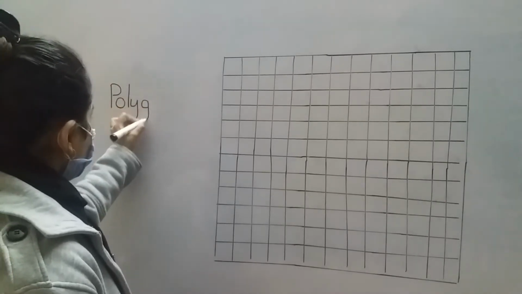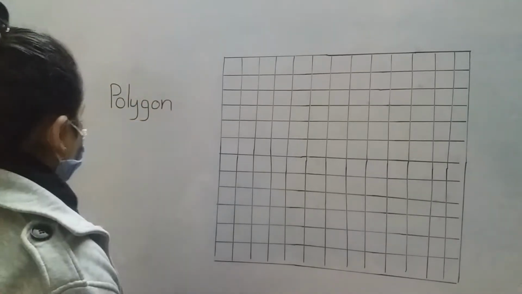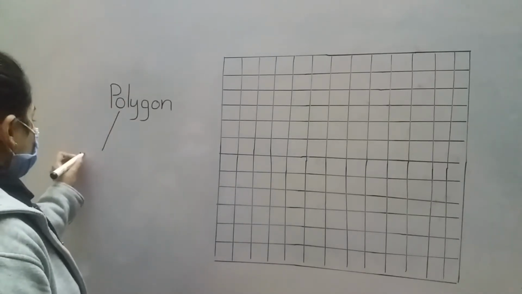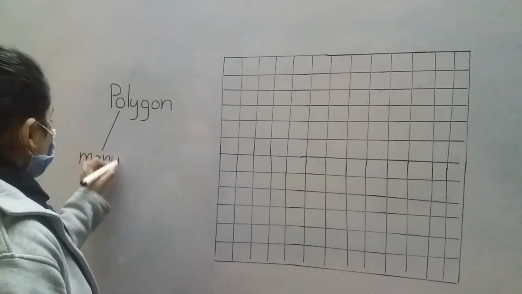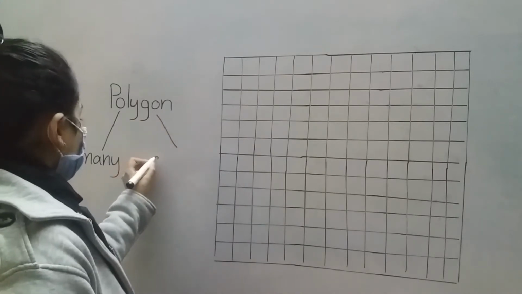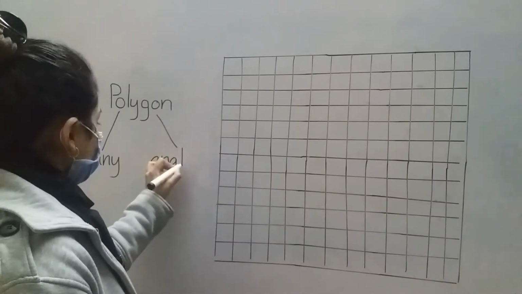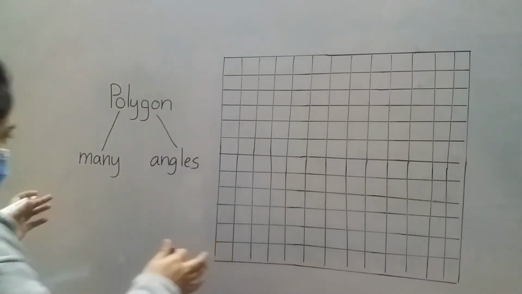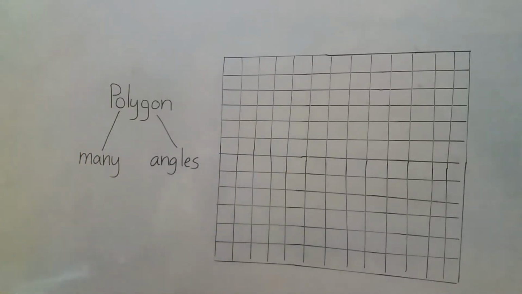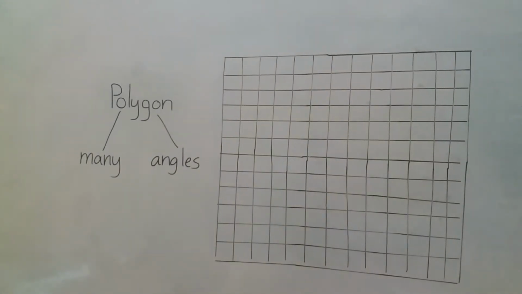P-O-L-Y, poly, G-O-N, gon. Poly means many and gon means angles, meaning many angles, many sides. Okay, so what are polygon shapes? What was the first shape that you drew with your hand? That was a polygon, but you did not know that because at that time you were just learning shapes.